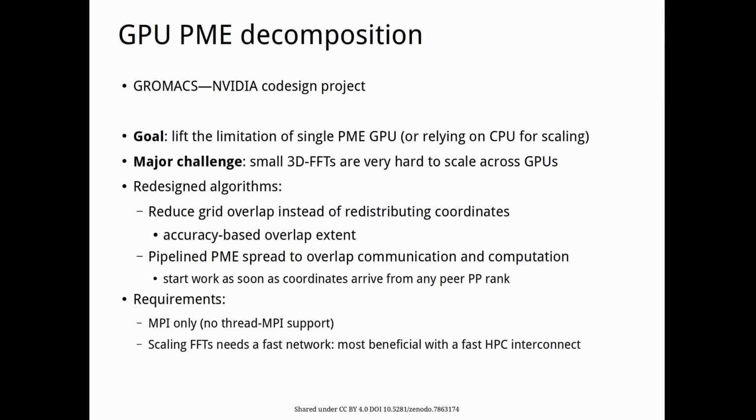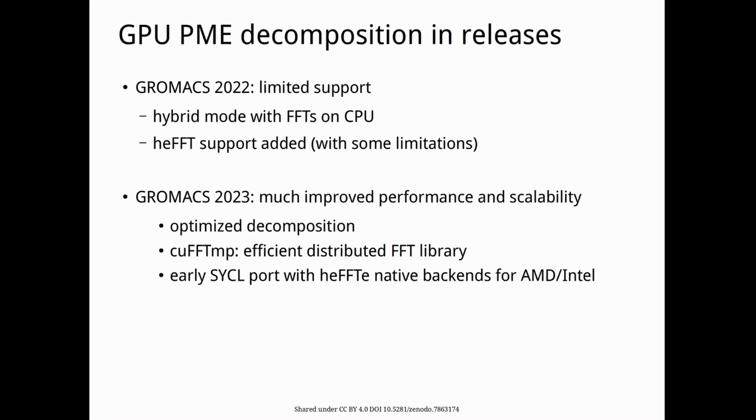We also added a new algorithmic pipelining to be able to overlap, partially or to a great extent, the communication between our PP ranks and our PME ranks, so that PME can start computing as soon as any data has arrived from at least one PP rank. So for the PME decomposition, our requirements were MPI only for now, and for scaling FFTs, we still need a fairly fast network.